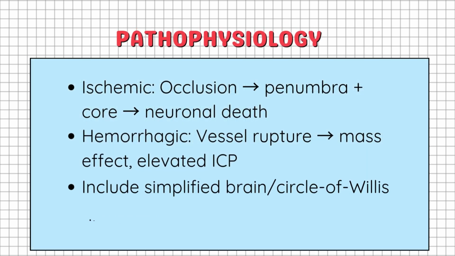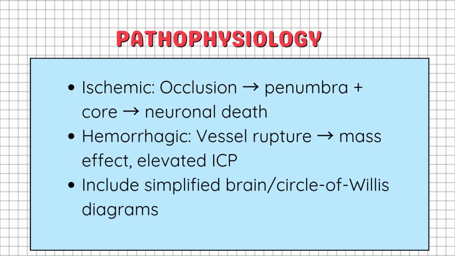Let's understand the underlying pathophysiology of stroke. In an ischemic stroke, the blood flow to a part of the brain is obstructed, most commonly by a thrombus forming at the site of an atherosclerotic plaque or an embolus traveling from the heart or other arteries. This blockage deprives brain tissue of oxygen and glucose, leading to a cascade of cellular injury, inflammation, and eventually, neuronal death. The surrounding zone of at-risk tissue is known as the penumbra, which is salvageable if treated in time.